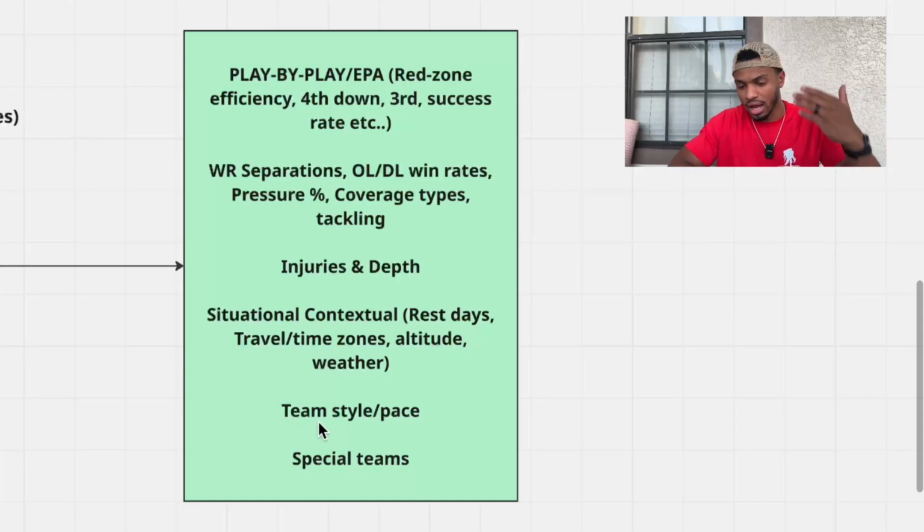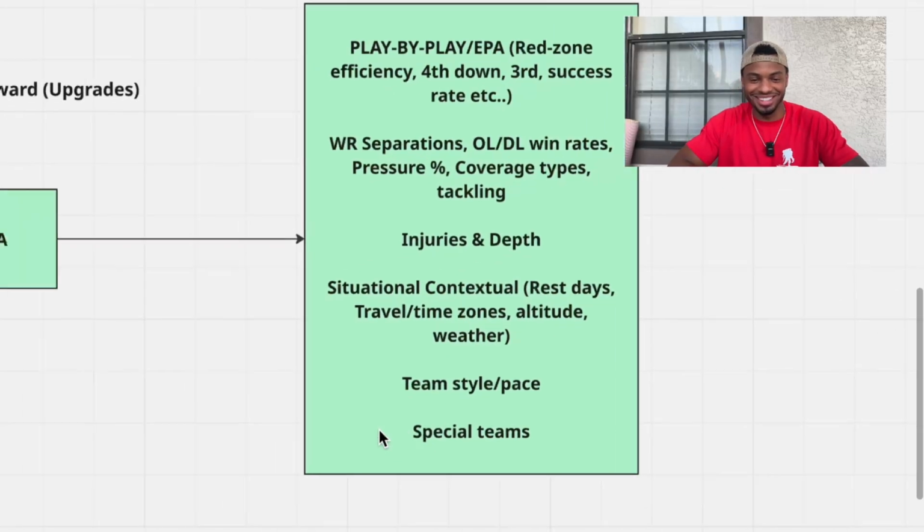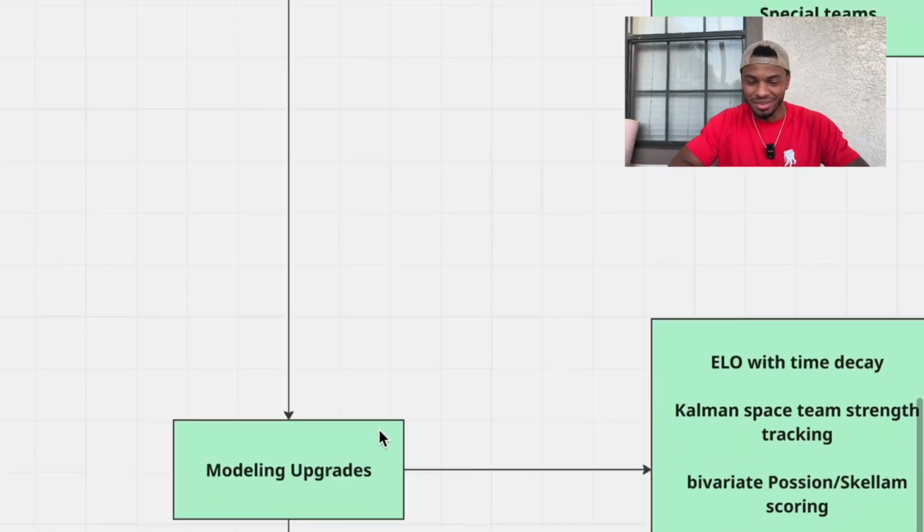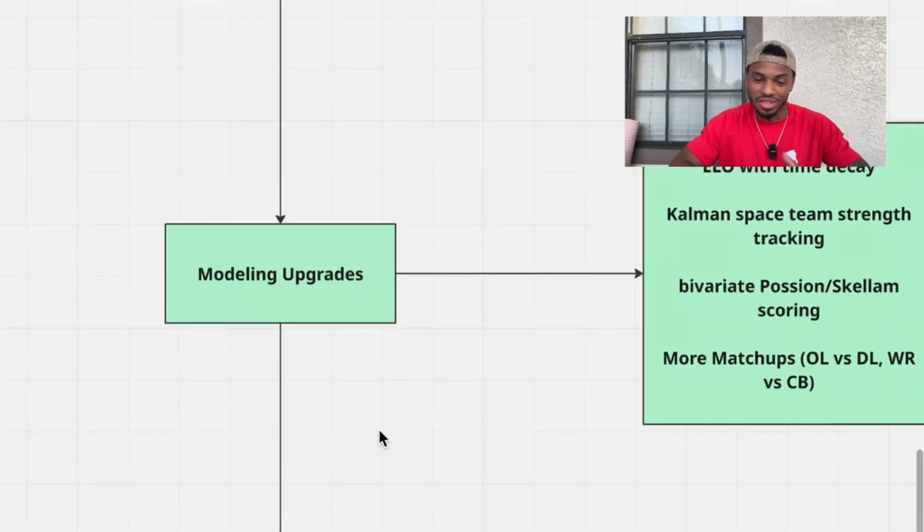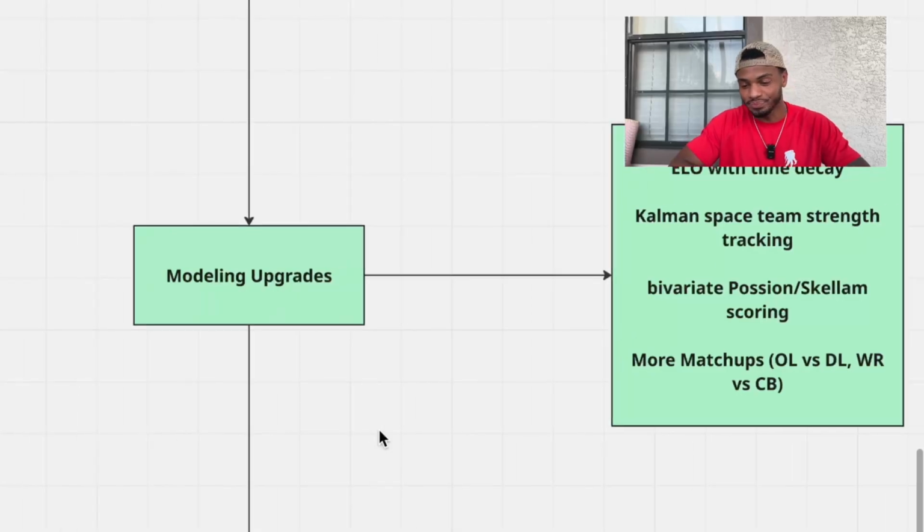And then team style, pace, special teams, all things that we're going to add as raw data that we're going to process the same way that we're doing right now and help us figure out who's going to win so we can make more money. So then we're going to have some model upgrades that come along with it. So next time it won't be in Excel, it's going to be in Python.